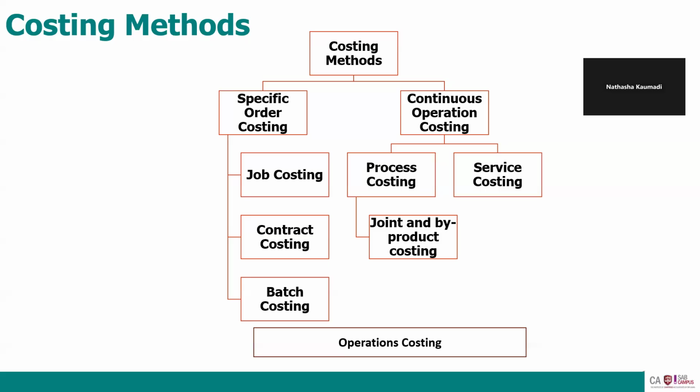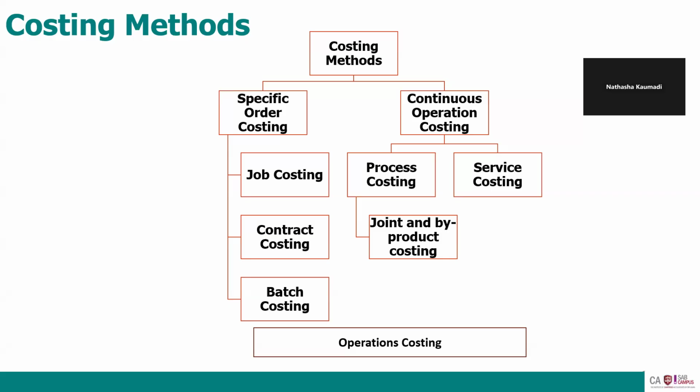I also told you the cost is accumulated for each and every process. Let's say there are three processes: cutting, sewing, and packing, as we discussed last week. We take the cost of the cutting process, the cost of the sewing process, and the cost of the packing process. Likewise, we calculate the cost of each and every process separately.